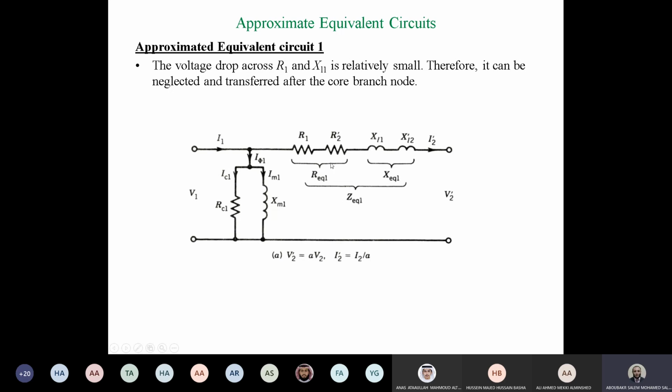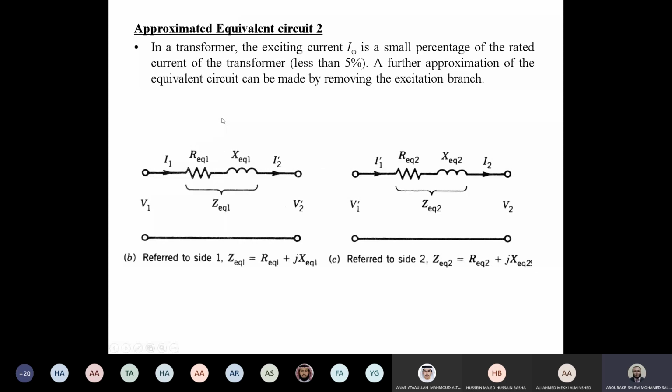The assumption here is that the voltage drop across the resistance and inductance of the primary side is very small, okay? And we can move it a bit here or neglect the voltage drop in order to make an approximate solution or simplify the equivalent circuit. This is the first approximation, and this is what we are going to use a lot in our classes. There is another circuit here where the magnetization branch is neglected.